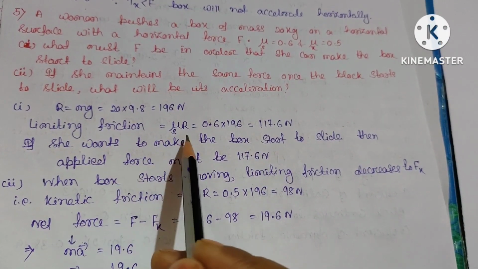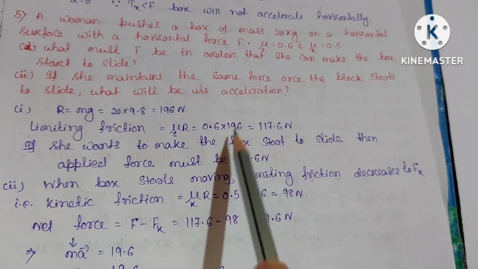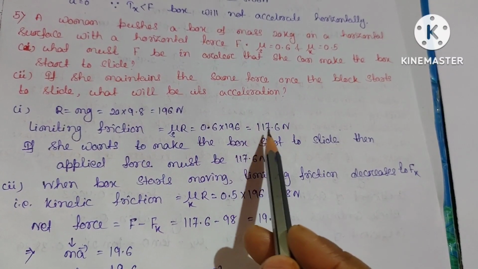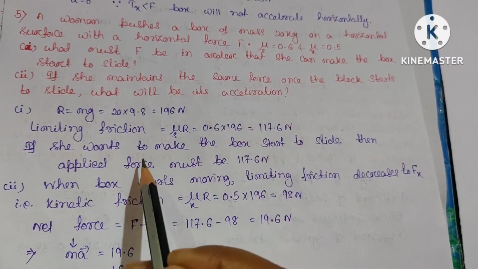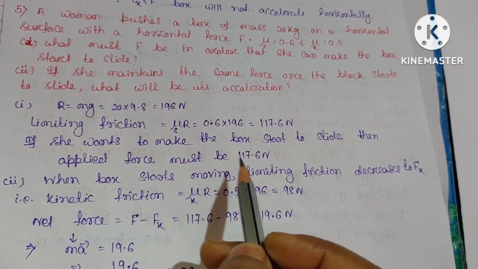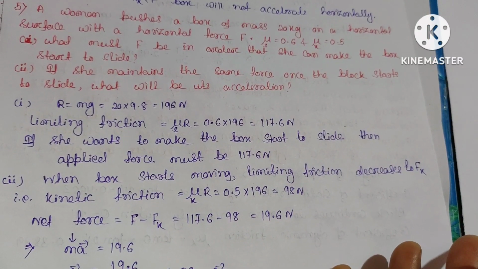So the limiting friction here is μs into R. μs is 0.6 into normal reaction 196, so that is 117.6 Newton. If she wants to make the box start to slide, then the applied force must be 117.6 Newton. That is the limiting friction.